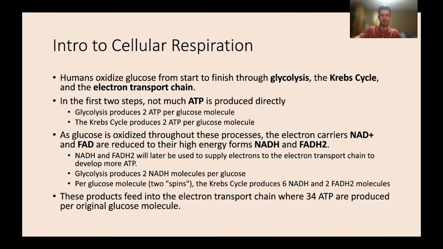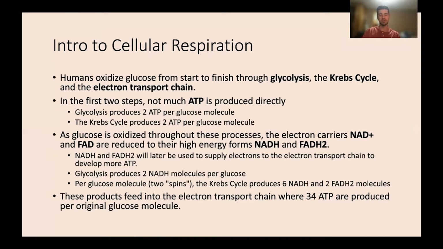As glucose is oxidized throughout these processes, the electron carriers NAD+ and FAD are reduced to their high energy forms, NADH and FADH2. They're also referred to as reduced forms, and their job is just to carry energy throughout the different systems in the form of electrons. NADH and FADH2 will later be used to supply electrons to the ETC to develop more ATP. Glycolysis also produces 2 NADH molecules per glucose.